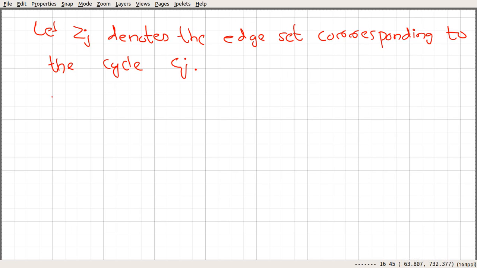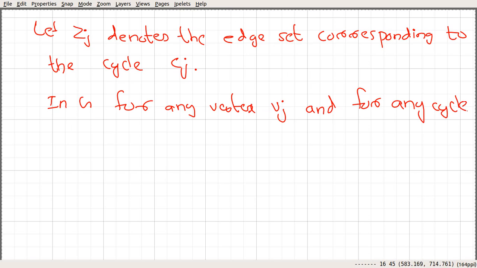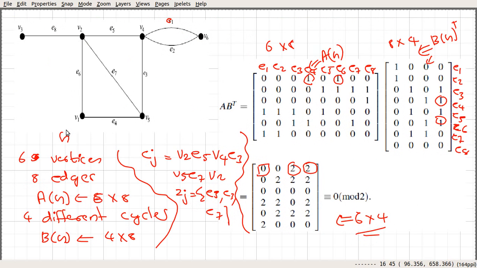Okay, so we know that in our graph G, for any vertex and for any cycle, okay, so I think I will use a different index here. Okay, let me call this Vi. So in our graph G, for any vertex Vi and for any cycle Cj, either this vertex Vi belongs to Cj or Vi does not belong to Cj. For example, if you look at this particular example, we can see that V2 belongs to Cj, V4 belongs to Cj, whereas V3 does not belong to Cj, V1 does not belong to Cj. Okay, so that is true for any vertex and any cycle in the graph.